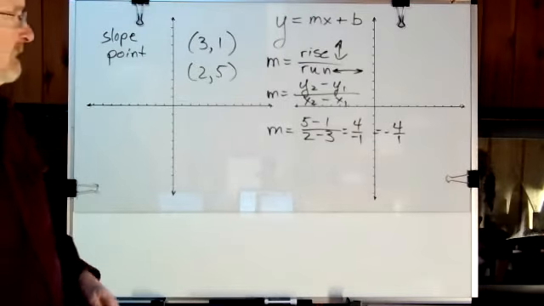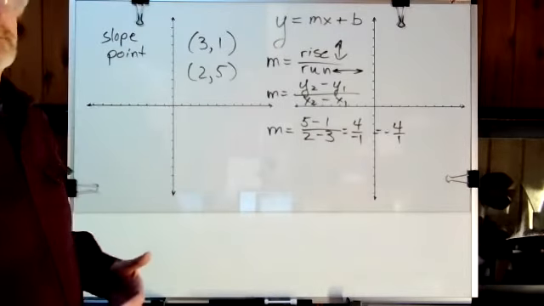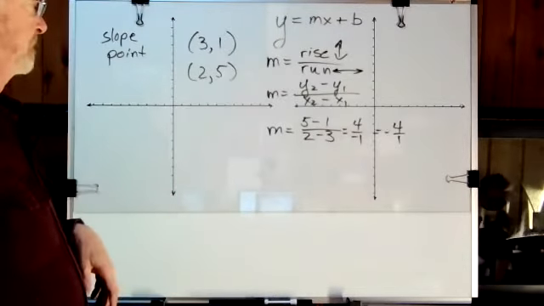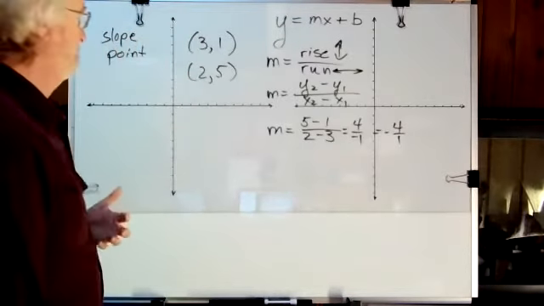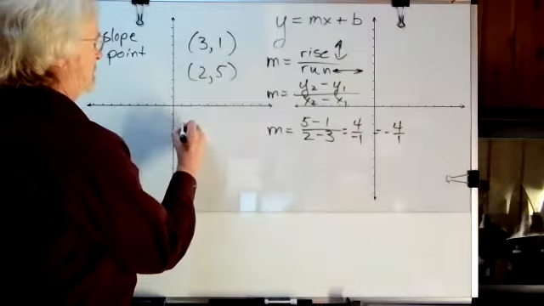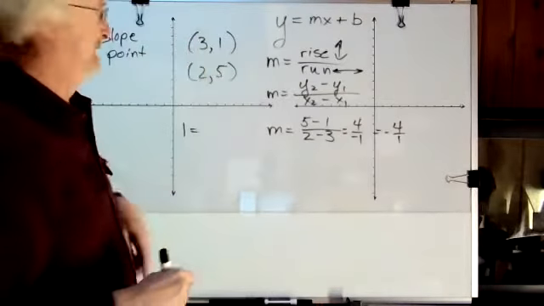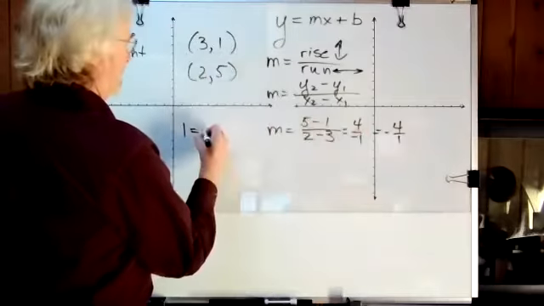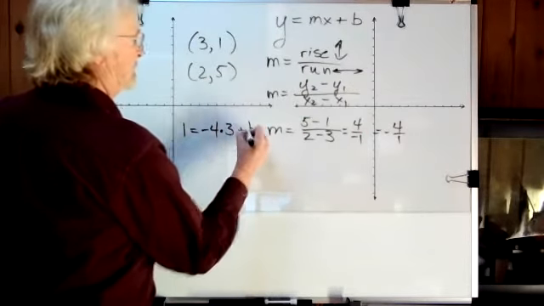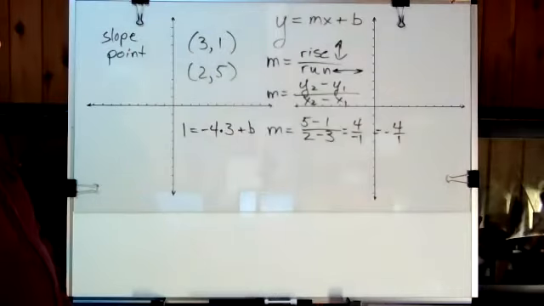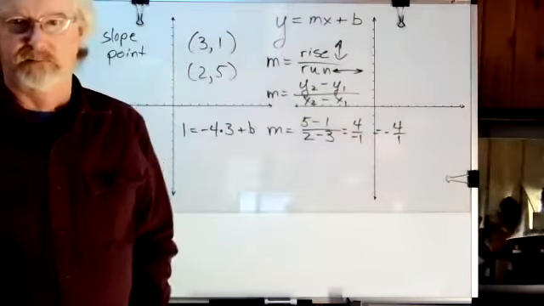Now, I can go back to that previous operation and solve for b. So I can pick either one of these points and it'll work out. Okay? So let's say 1 for y. I'm going to use this point. Make sure I use x and y from the same point. 1 equals negative 4, my slope, times 3, my x, plus b. There's my y, there's the x I used, and I used the slope I calculated.